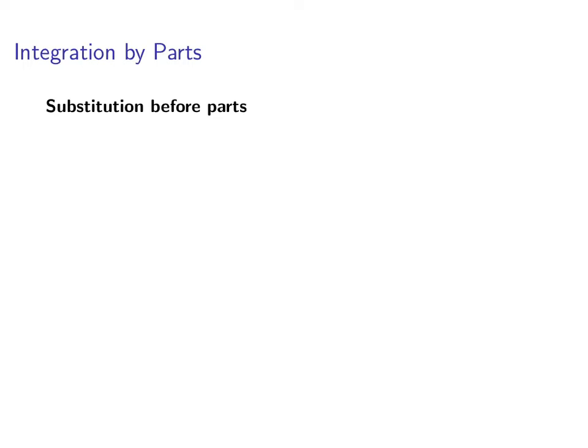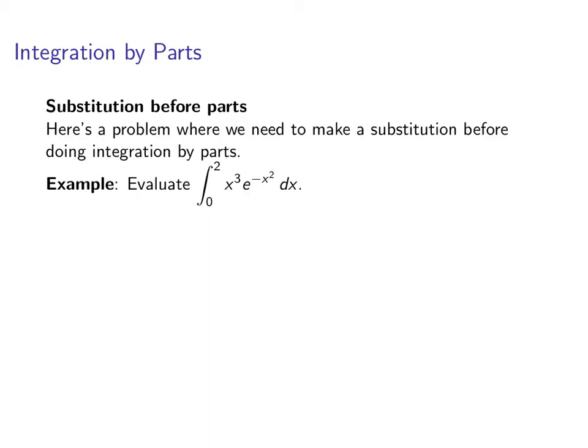Hello, calculus fans. Okay, so we're going to do an example of a problem where we need to make a substitution before doing integration by parts. So what we'll do is we'll evaluate the integral from 0 to 2 of x cubed e to the minus x squared dx.